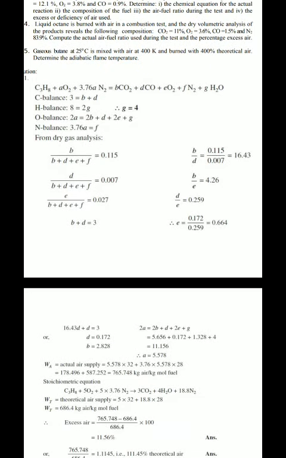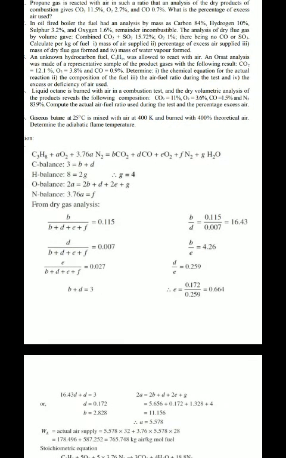It's perfectly balanced, and from there you can find the theoretical air supply as 5 into 32 for O2 and 18.8, that is 5 into 3.76, into 28. So it comes to 686.4. From there you can find the percentage of excess air, which will be WA minus WT divided by WT. This WT is sometimes also known as the stoichiometric air supply. From there the percentage comes to 11.56. That is the answer to our question, as we had to find the percentage of excess air.